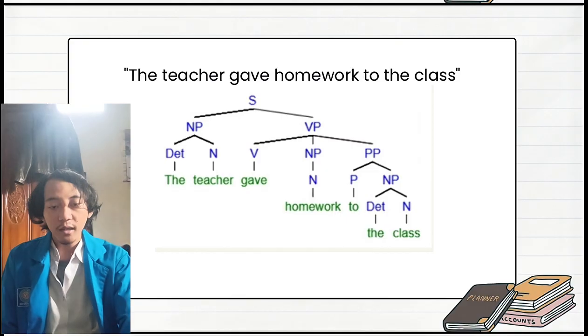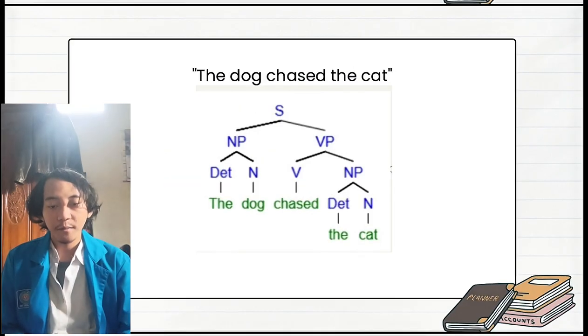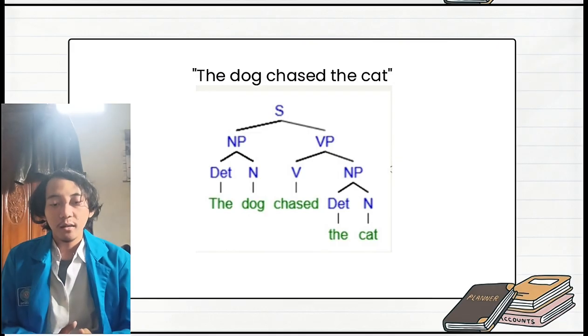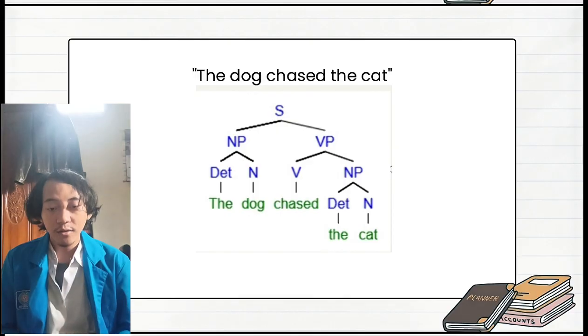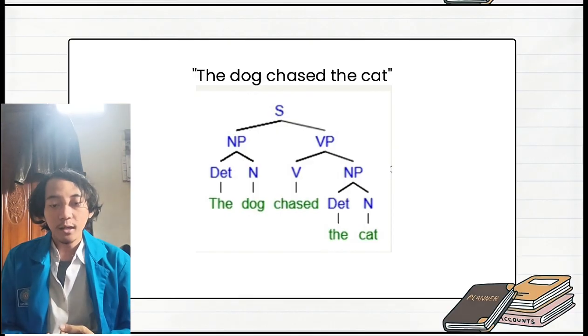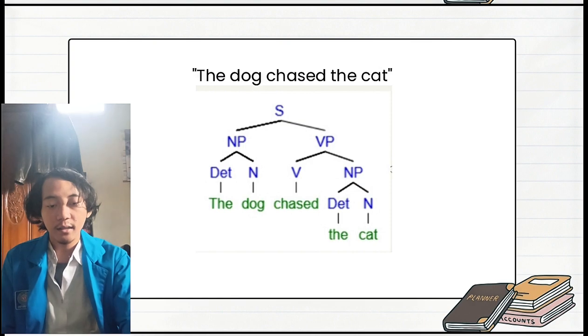For the next one, the dog kissed the cat. For the classification of noun phrase, there are the is determiner, dog is a noun, and for the verb phrase classification, there are kissed is a verb, the is determiner, and cat is a noun.